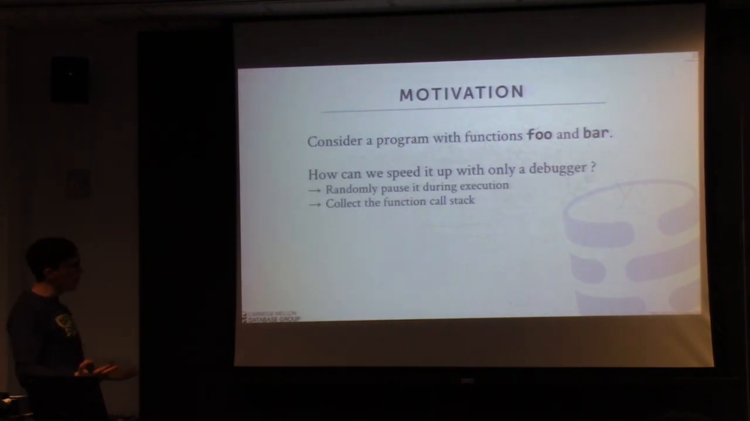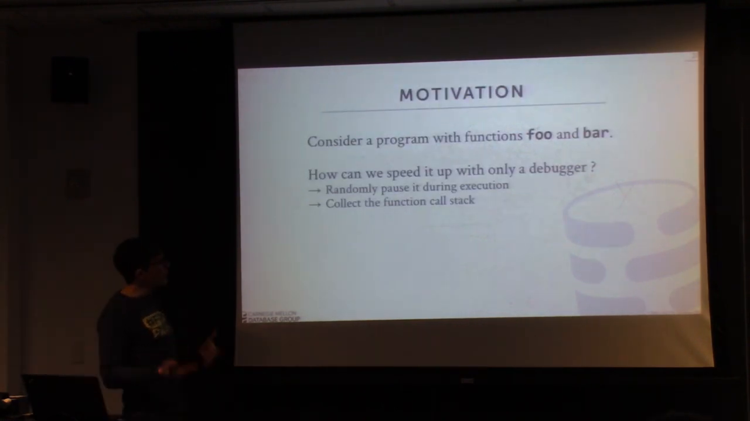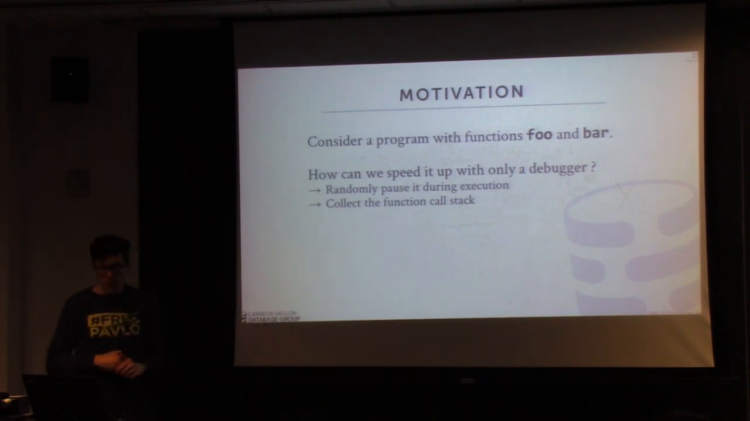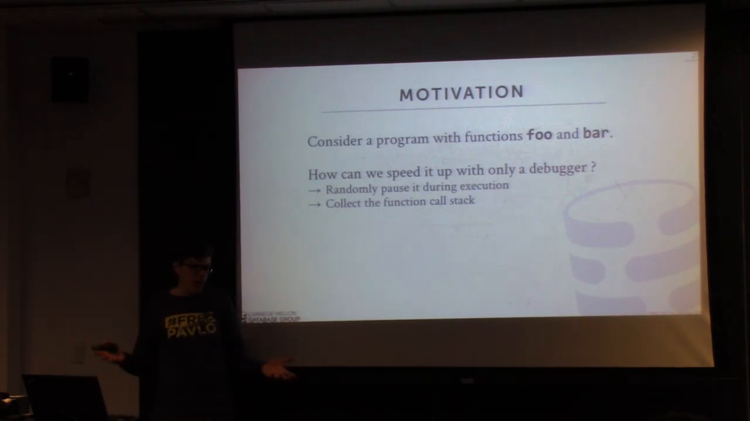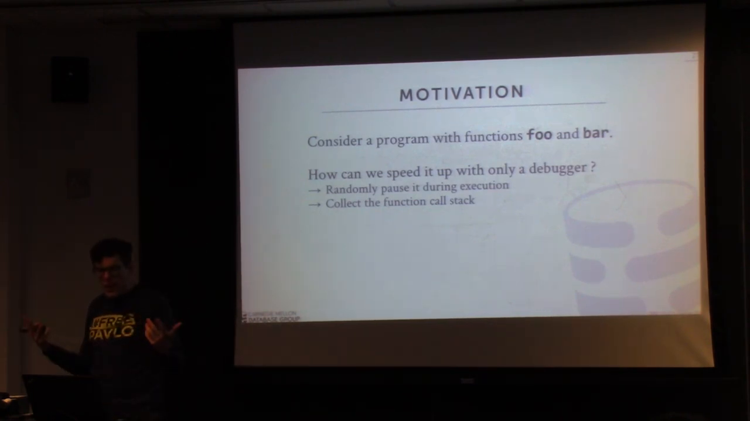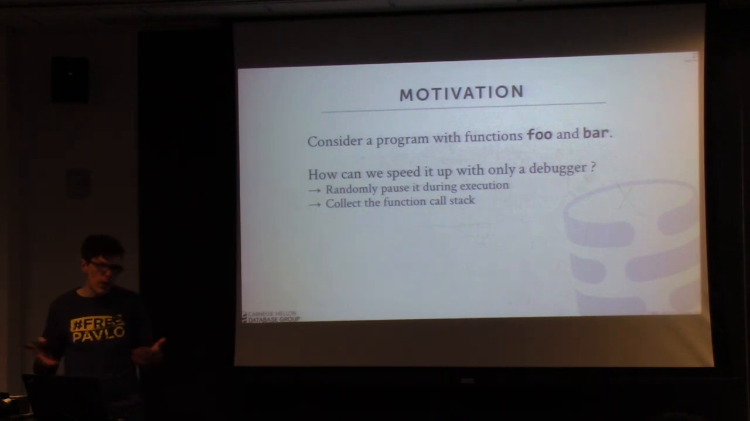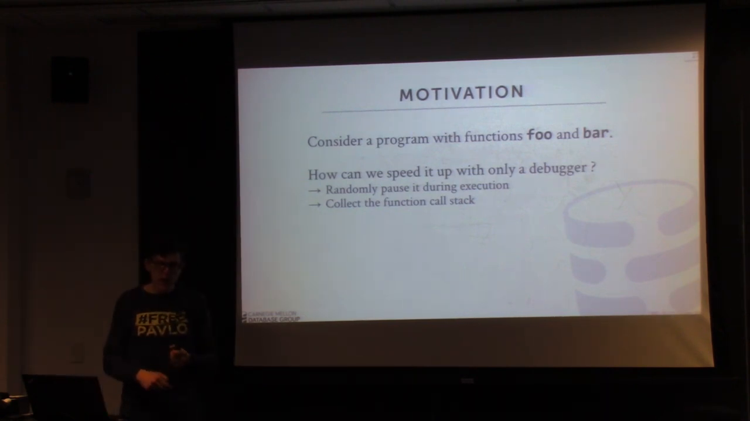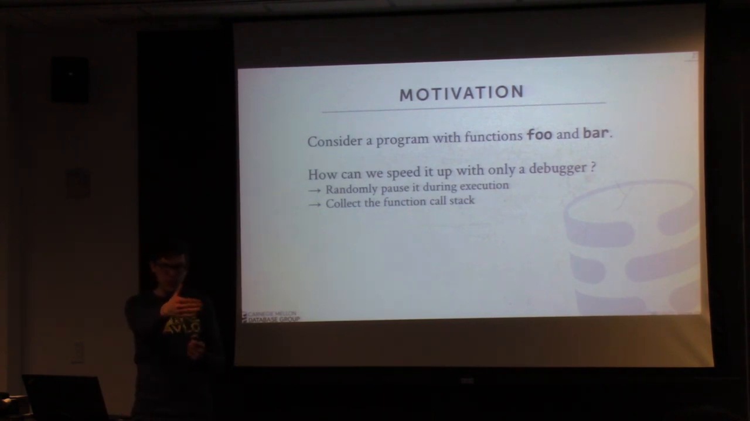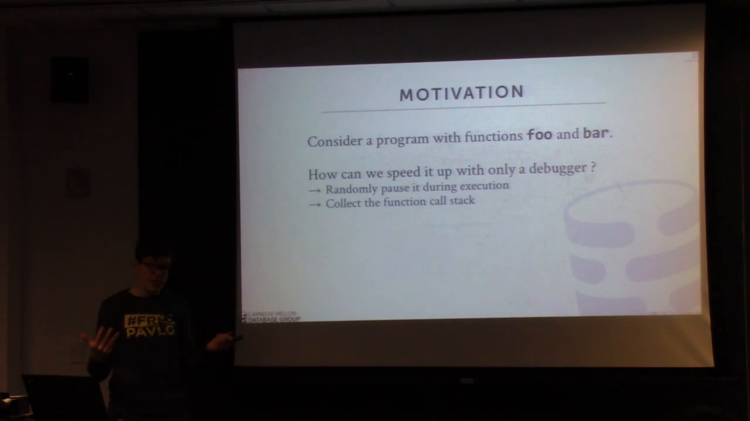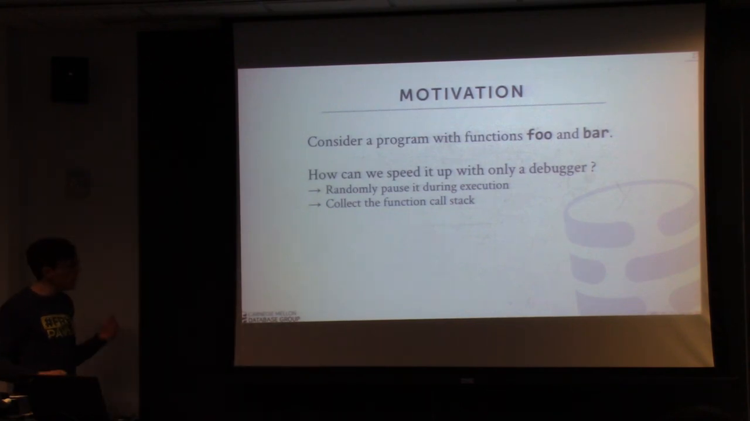So say we have some kind of program that has two functions, foo and bar. The naive question is, how can we check the speed of our program and figure out how to make it actually run faster? The naive way to do this is you open up GDB or whatever your favorite debugger is, and every so often you randomly hit pause and look at the stack trace and see what function the program is in. It's the dumbest thing you can do, but you can do it.